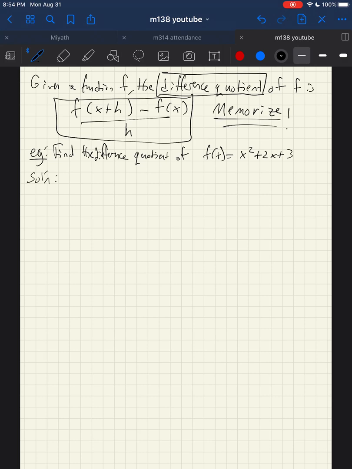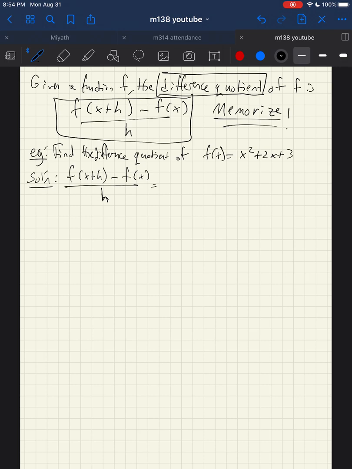Okay, now solution. So the first thing I want you to do, the very first thing I want you to do is write the formula again. f of x plus h minus f of x over h. I just want you to write this formula. I want you to learn this formula. I want this formula to be very familiar and comfortable to you. So now I want to plug this formula in, and that's going to take a little bit of work.